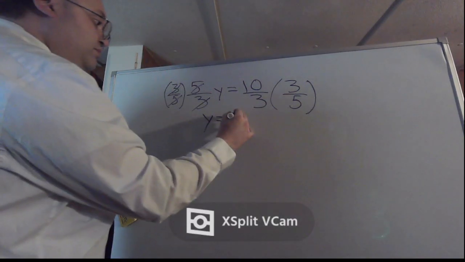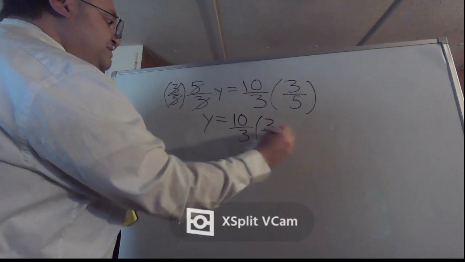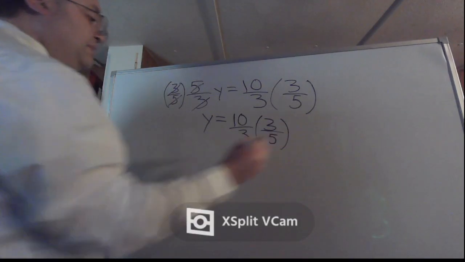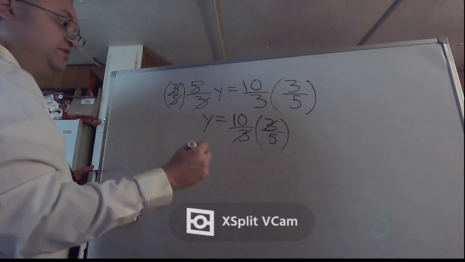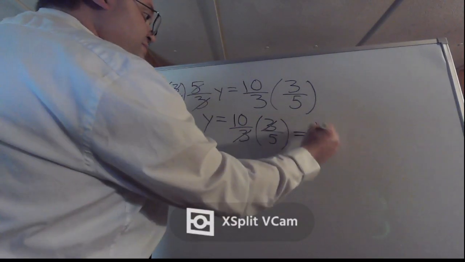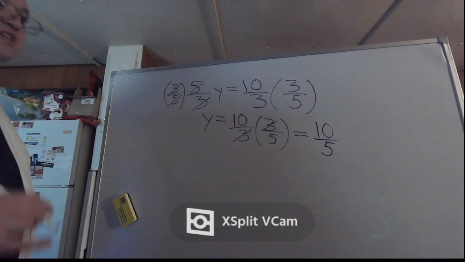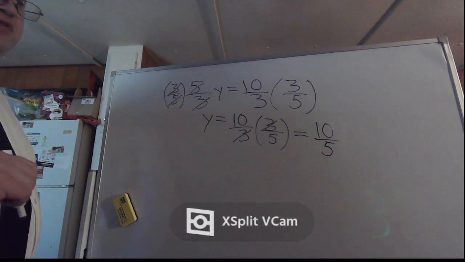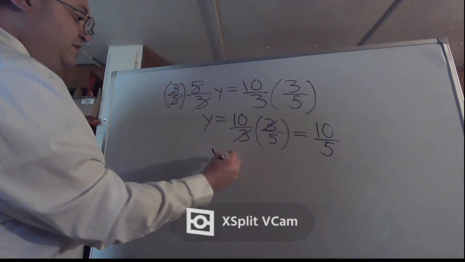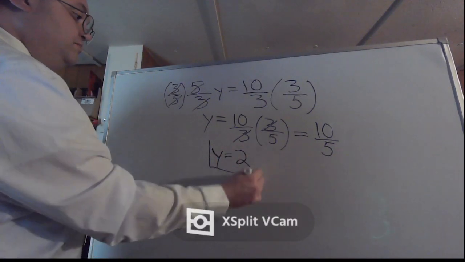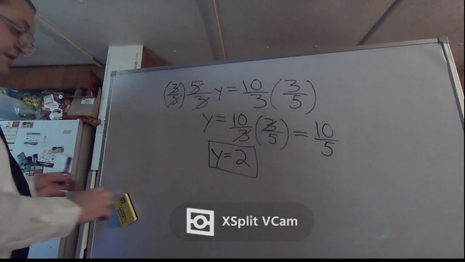Y will equal 10/3 times 3/5. So then the 3's will obviously cancel. Then you'll be left with 10/5. Well, 10/5 is the same as 10 divided by 5. Remember, fractions are the same as division, so you're left with y equals 2. And that would be your final answer.